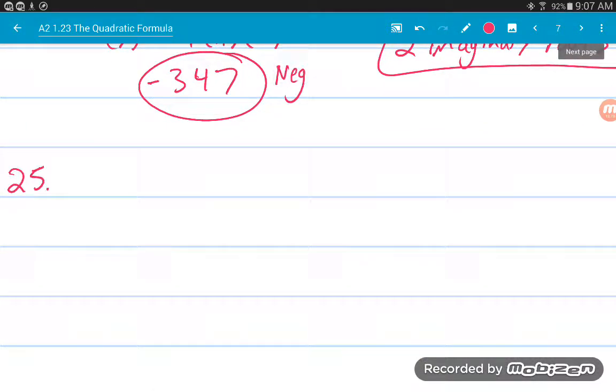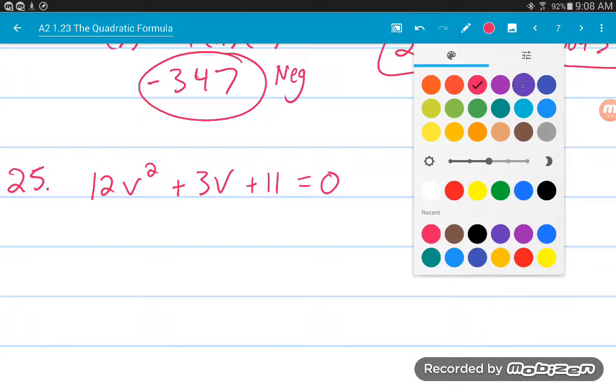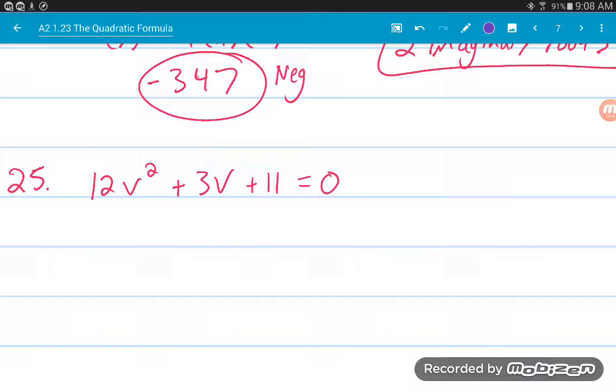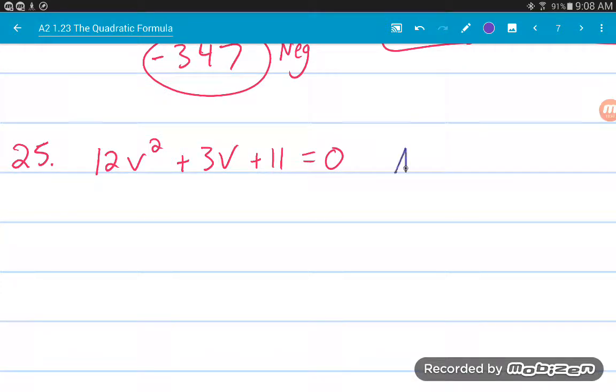Number 25 says 12v squared plus 3v plus 11 equals 0. It's already in standard form. I figured you had enough work yesterday with moving things around that I would just give you the standard form version, save you a little bit of effort. A is 12, B is 3, C is 11, and they're all positive.